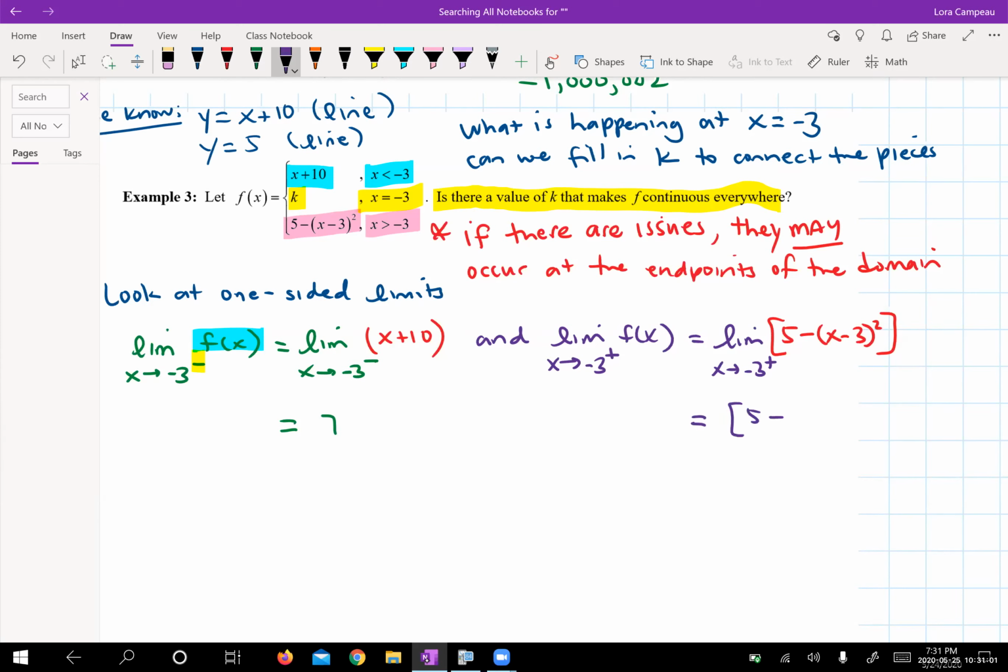we have 5 minus -3 minus 3 squared, or 5 minus a -6 squared, or 5 minus 36, which is -31.